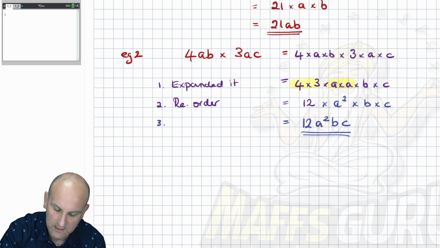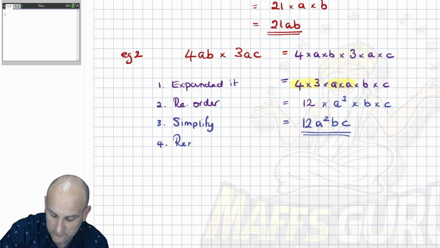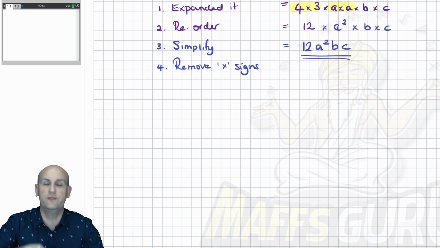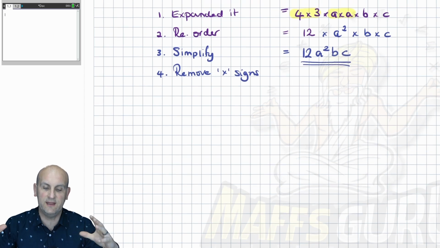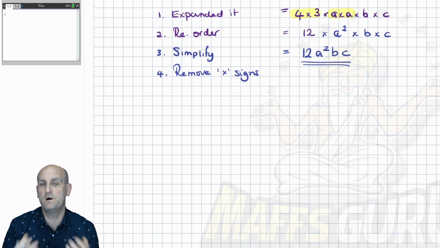What was number 3? We were simplifying. And then number 4 was effectively remove all the multiply signs, remove times signs. All right, so there we go. So that is in essence what this whole lesson is going to be about. It's about the idea of following those 4 stages: expand, reorder, simplify, and then remove the times signs to be able to simplify when multiplying terms. All right, that's what we're doing.